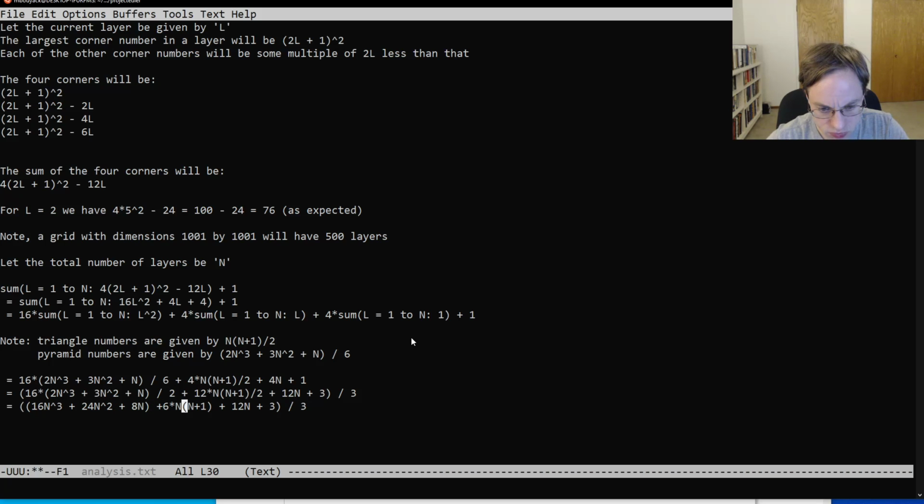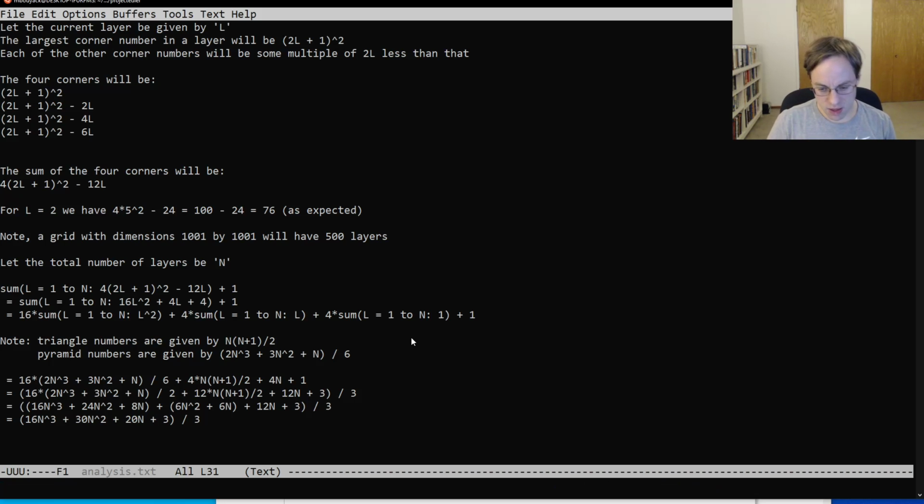And distribute this n to get n squared plus n, and distribute this 6 to get 6n squared plus 6n. Okay. And so now we can combine like terms, as I was saying, to get 16n cubed plus, looks like 30n squared plus 20n plus 3 all over 3.